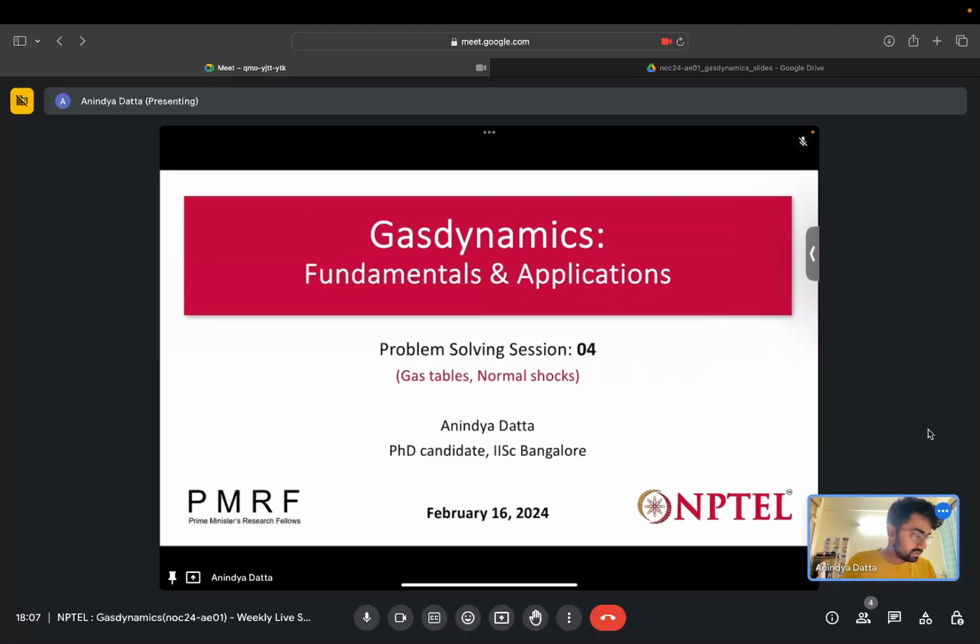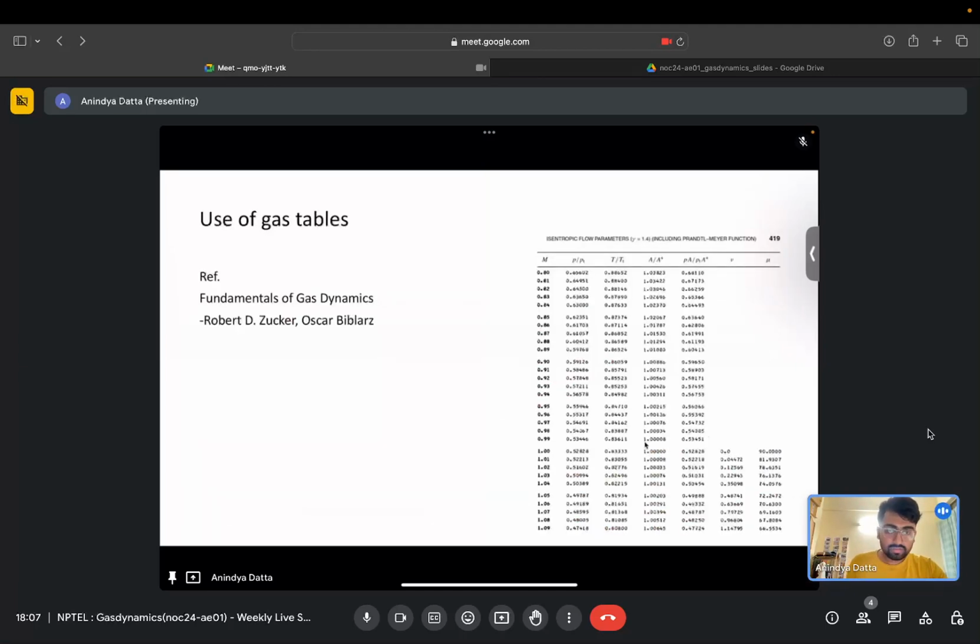So let's begin. First let me introduce the concept of gas tables. Today we'll be using these gas tables to solve most of the problems. As we have seen, the isentropic stagnation properties, T by T0 and P by P0, the ratios of static properties to stagnation properties, are functions of Mach number and gamma.